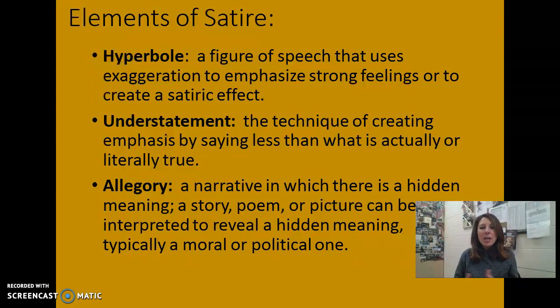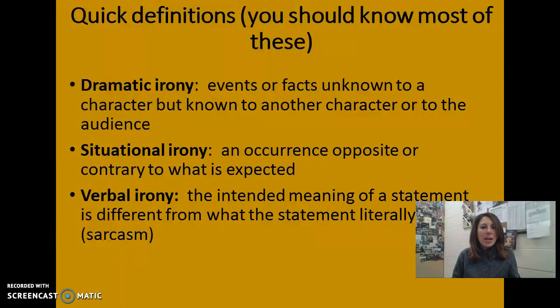An allegory is where there's a hidden message in the story, like a hidden meaning in it. It could be a moral one, a political one, a religious one. Dramatic and situational and verbal ironies are three types of irony that we see in satires. Dramatic irony is when we know something that the characters don't.